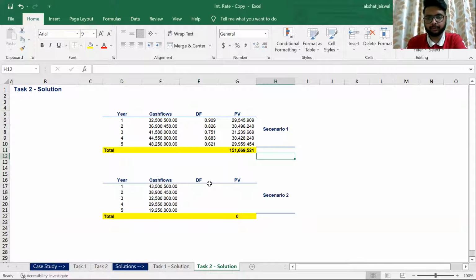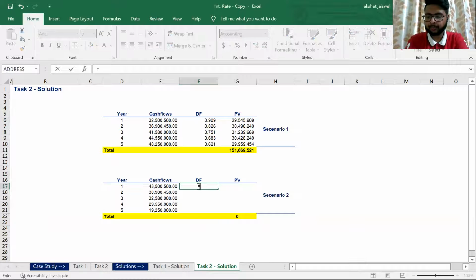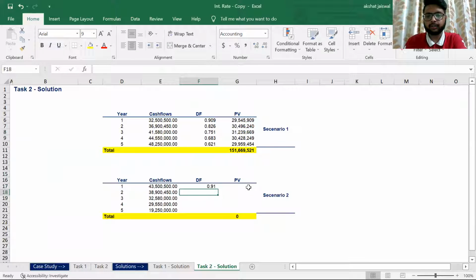Now coming to scenario two, assuming this also has the same interest rate, that is 0.10. So here the formula will be equal to 1 divided by 1 plus 0.10, closing the bracket, and Shift 6 and the number of years. Here we have to close the bracket in order to ensure that the function works properly, and just click enter, and here you have got 0.91, which is also same. Yeah, it is same because the discount factor for both the scenarios is same.